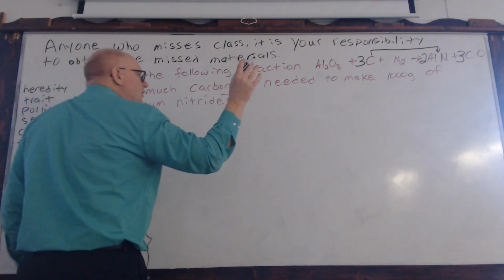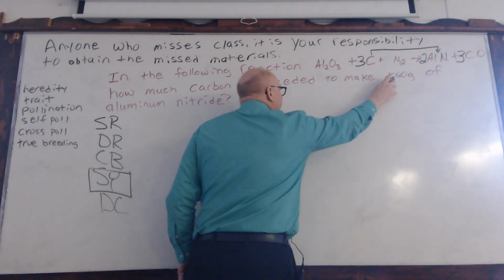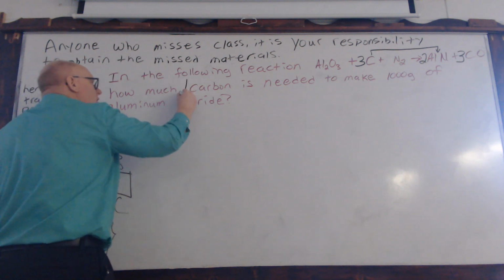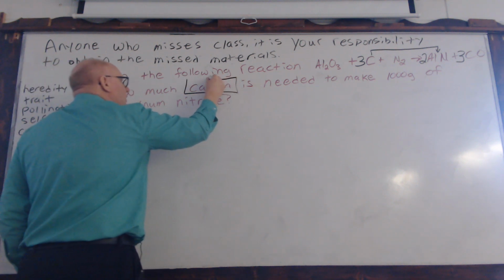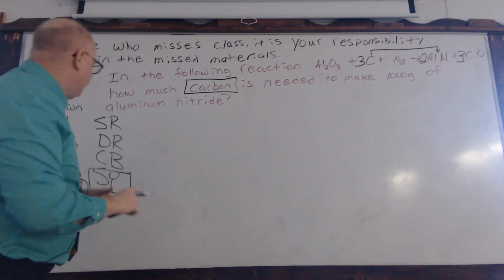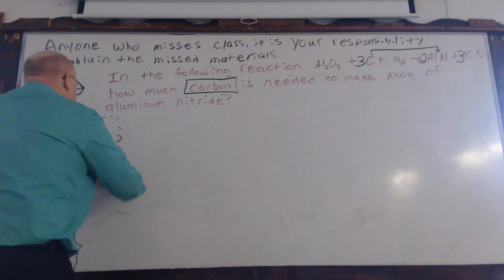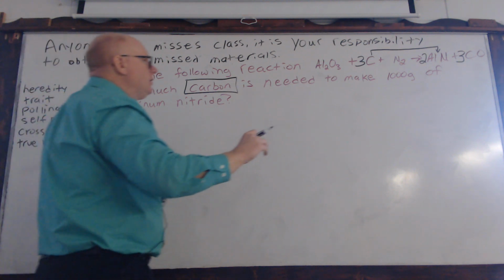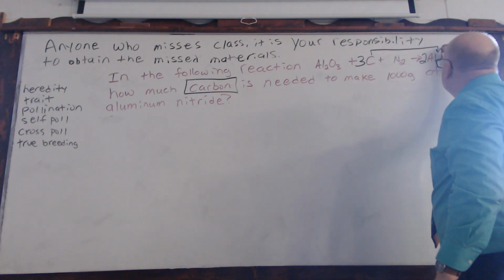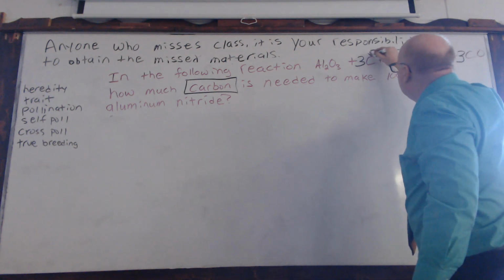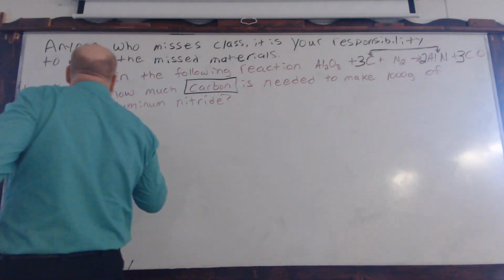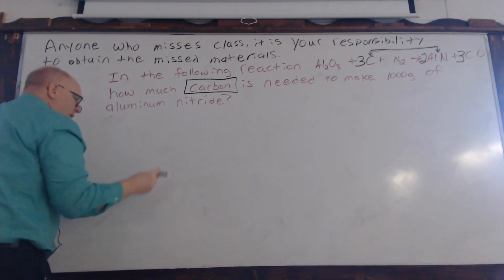There's only one place we can start, and that's 1,000 grams of this aluminum nitride. So we need to know how much carbon. When we say how much carbon, that's going to be measured in what? It's going to be measured in grams. So what that means is we are going to convert 1,000 grams of this, actually I put the arrow the wrong way, to how many grams of this carbon is needed. Okay, so bear with me and take a deep breath.